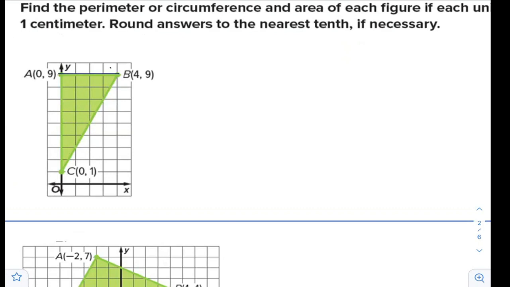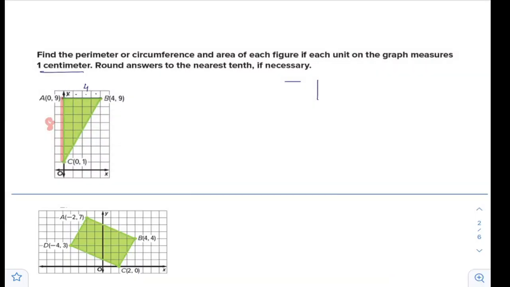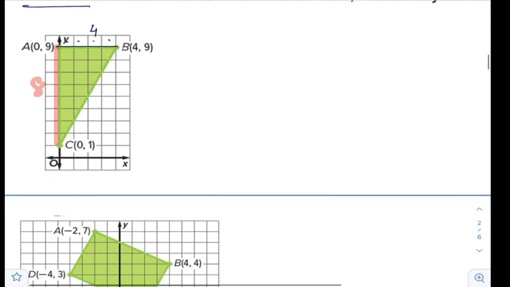This length is obviously 1, 2, 3, 4 units. So this is 4. Since he said each square measures 1 centimeter, we will just count. Here you can count, and it's from 9 to 1 or 1 to 9, so it is obviously 8 units. Of course, you can use the distance formula here, but if it is a horizontal or vertical segment, it's easier for you to count the number of units. Now, if you want to find BC, this one, I'll mark it here, then you cannot count. You need to use the distance formula.